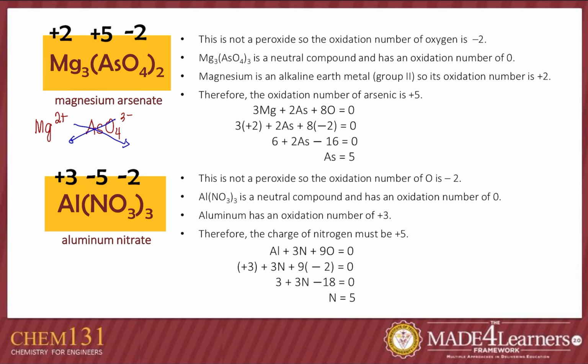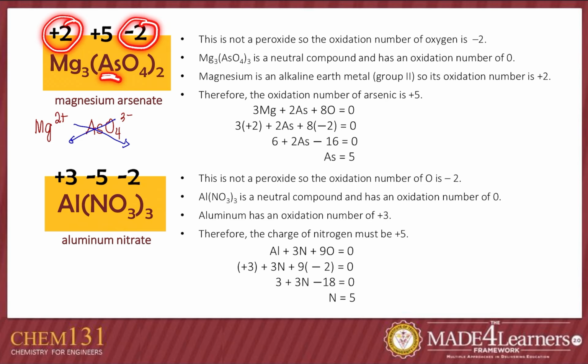Alright? Okay. So if we know the writing of the chemical formula, then automatically we can identify that, yes, magnesium has an oxidation number of positive 2. And here, in the arsenate ion, we have oxygen. This is not a peroxide. So meaning the oxidation number of oxygen is negative 2. So we have magnesium, and then for oxygen, meaning the oxidation number of arsenic is unknown.